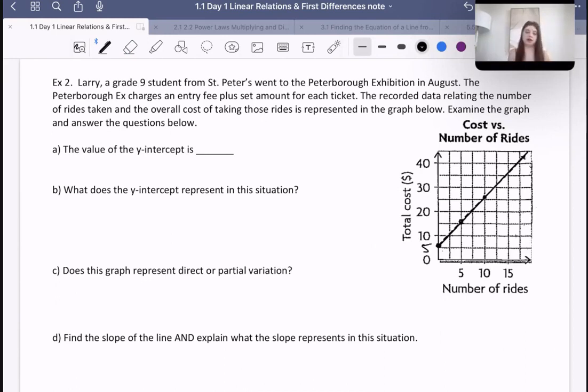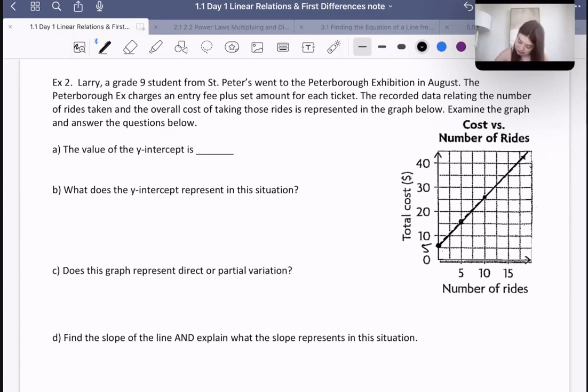Not forget riding any rides. And then it looks like for every ride you ride, you have to pay a fixed amount. So it looks like it's linear. The more rides you ride, the more you have to pay, and it's directly proportional to the number of rides you do. So each ride costs the same amount of money.